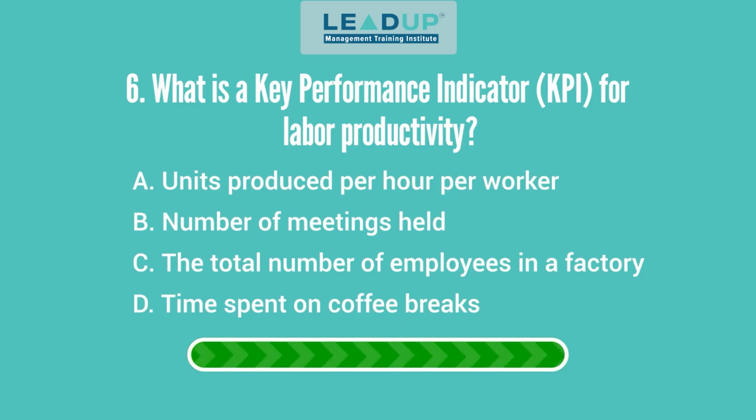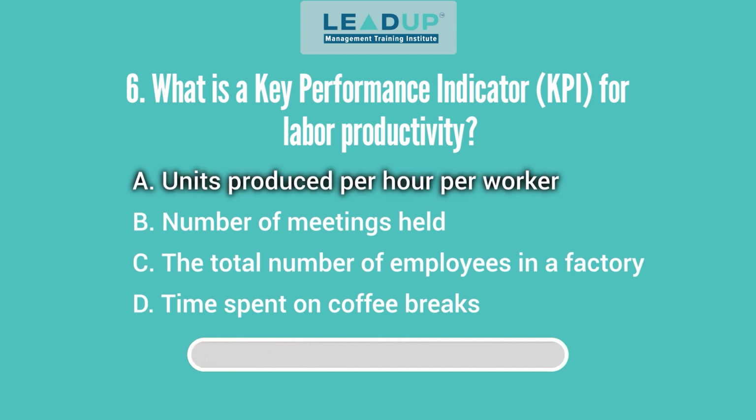Question 6. What is a key performance indicator, KPI, for labor productivity? A. Units produced per hour per worker. B. Number of meetings held. C. The total number of employees in a factory. And D. Time spent on coffee breaks. The answer is units produced per hour per worker.